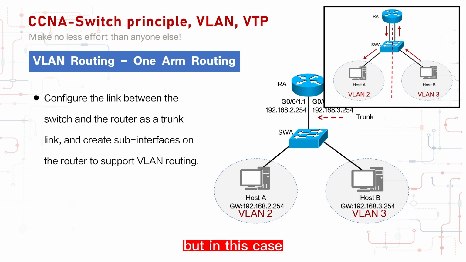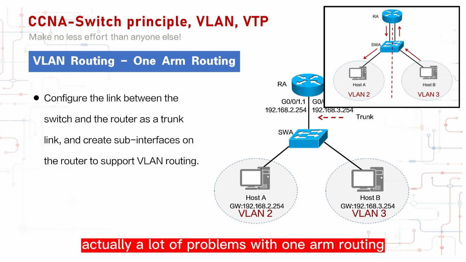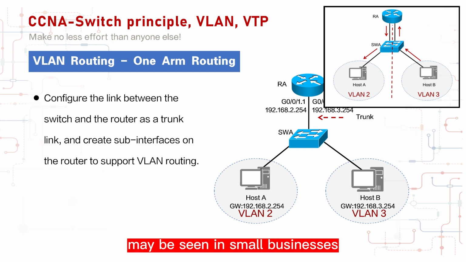But in this case, it will have some other problems. We have another way: Layer 3 switching. Well, first you need to know there are actually a lot of problems with one-arm routing. So it's not very common in corporate networks. It may be seen in small businesses. Medium and large enterprises do not use it, and haven't for a long time.